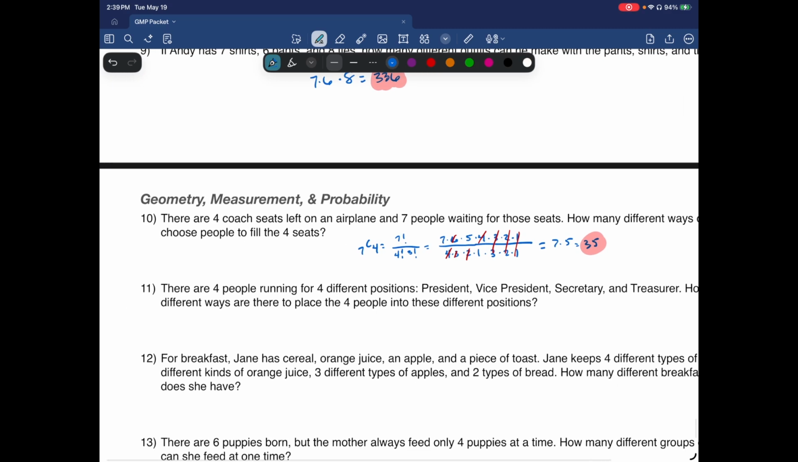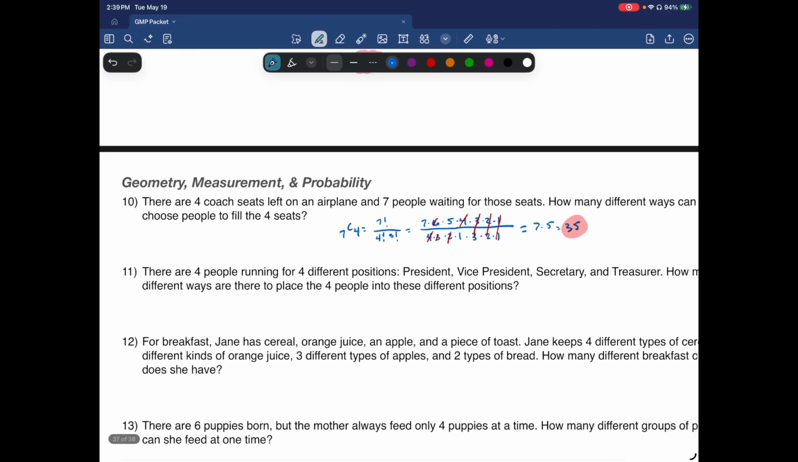All right, there are 4 people running for 4 different positions. All right, so all of them are going to be filled from the 4 people, so that's simply 4 factorial. So 4 times 3 times 2 times 1, that's simply going to be 24.